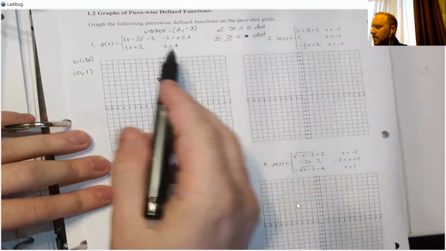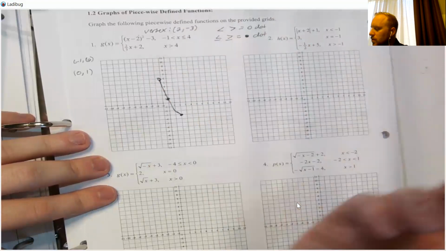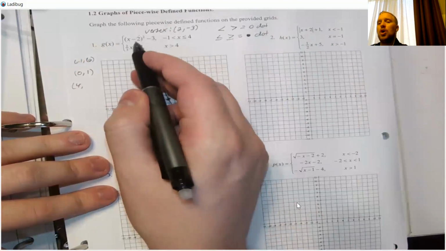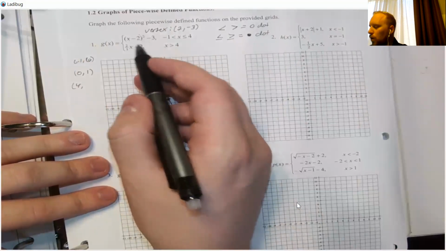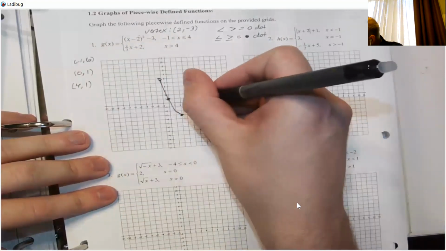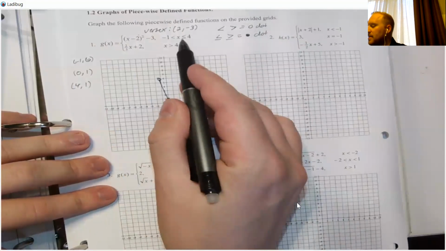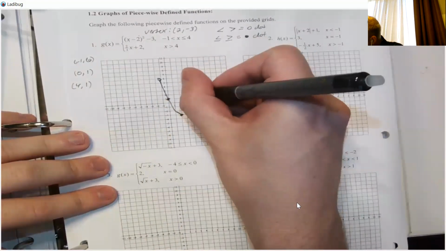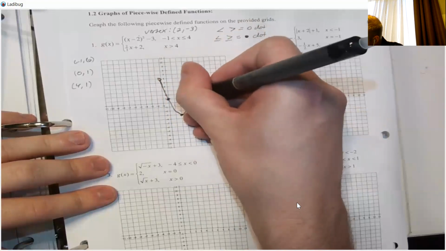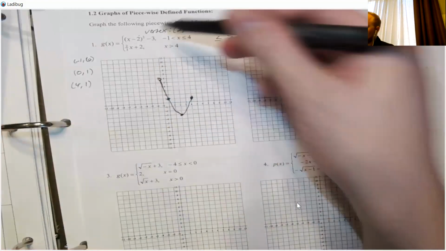Okay? But we're not done with the interval. It needs to go all the way to 4. So a good idea is to find the value at 4. So we're going to plug 4 into here. 4 minus 2 is 2. 2 squared is 4. 4 minus 3 is 1. So we're going to go to (4, 1). And that's right here. Now the type of dot we're going to put is a solid dot because it's an equal to. So this is going to go like this, and it's going to come back up, and it's going to have a U shape. Okay? So notice that we have that parabola because it's a quadratic.